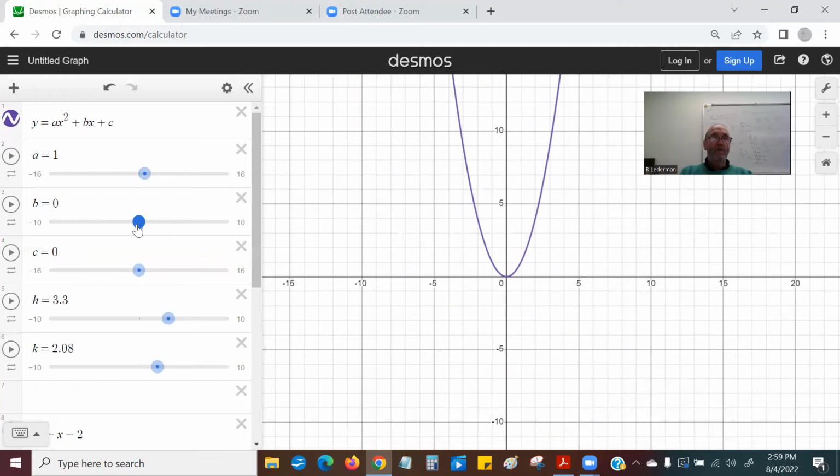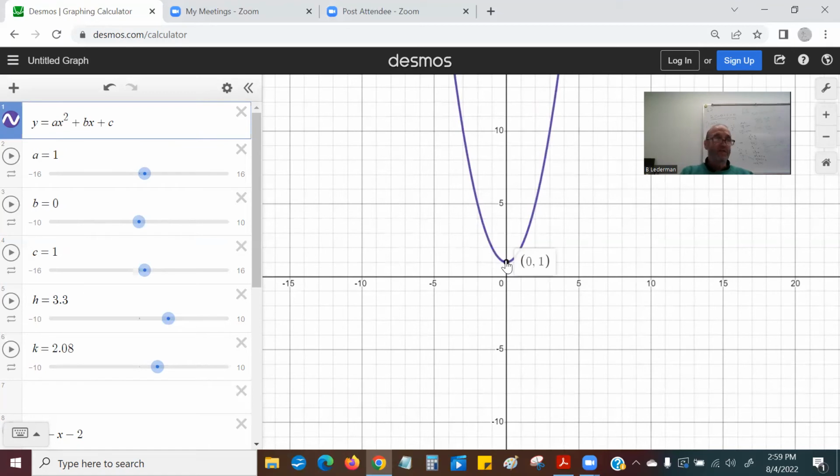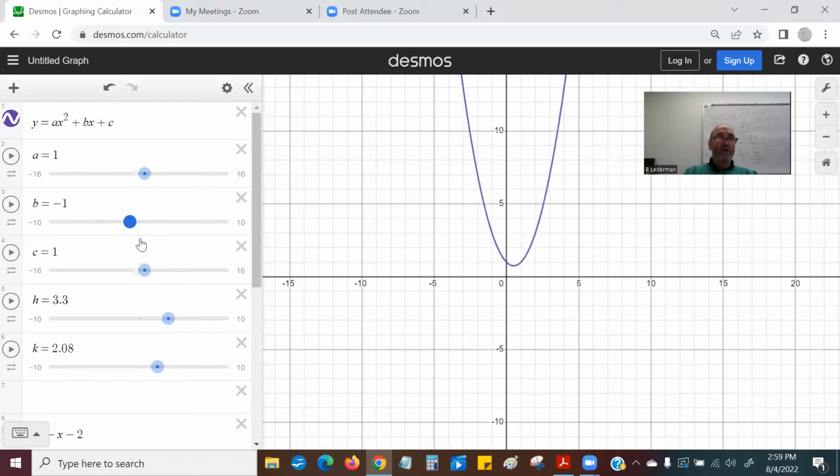Now let's see if A is 1 and let's say C is 1. So notice that it doesn't touch the axis. Let's look at the example we had before. It was x squared minus x plus 1. So B is negative 1, and C is positive 1. And notice that it never touches the x-axis. You can get the vertex by doing the negative B over 2A, but the vertex never touches the x-axis.